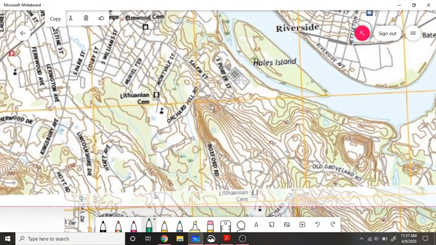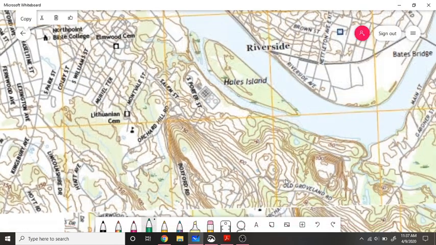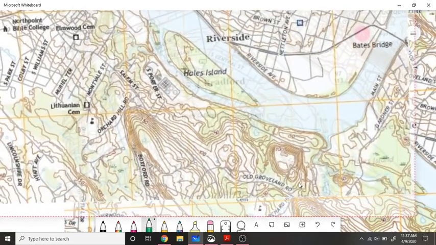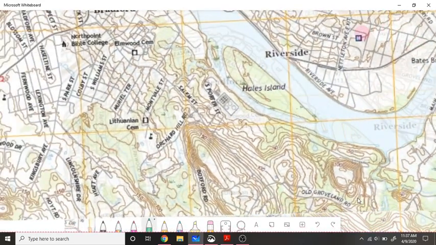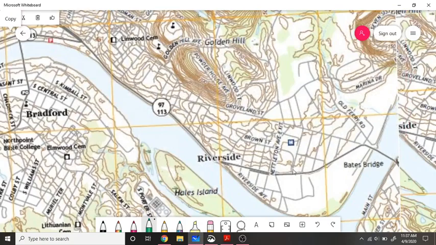And over on this part of Bradford, I could not get the part of Bradford where Bradford Ski Tow is, but it was not on the map. So sorry for those of you guys who like to go skiing.